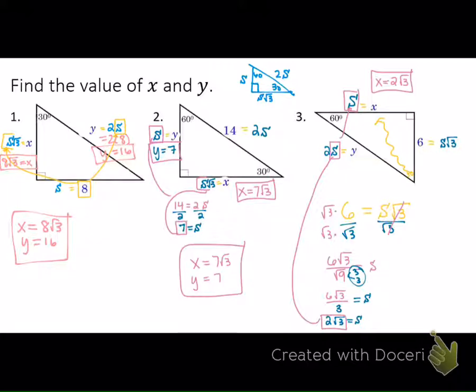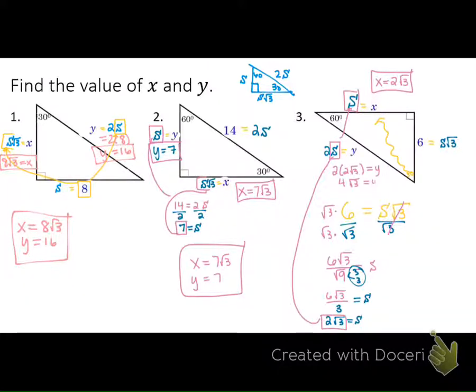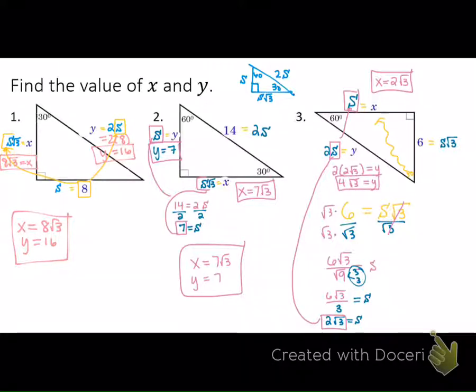How about the side that's 2S? How would I do that, Hayden? What would you do, Hayden, to do 2S? Yep, you multiply the 2 by 2, which is 4 radical 3. It clicked?